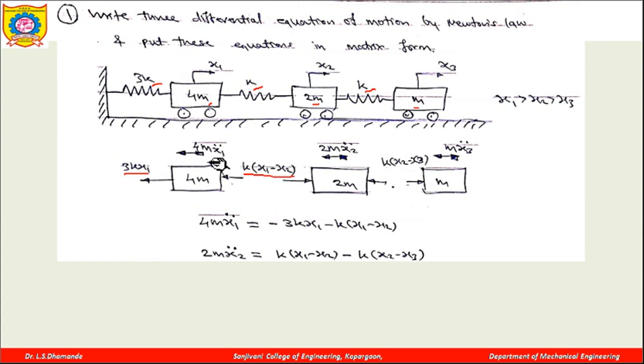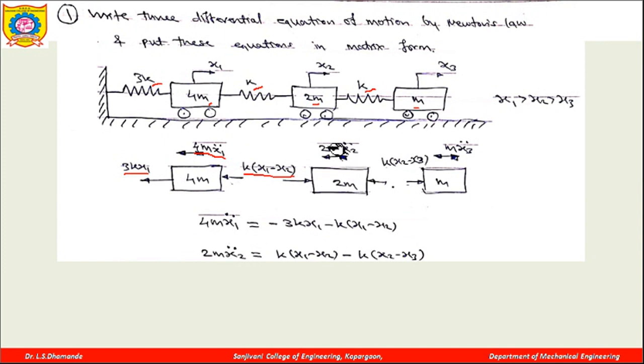And now this is nothing but the inertia force. Since the motion of this block 4m is towards right, the inertia force will be towards left, and its magnitude will be mass into acceleration. So mass is 4m and acceleration is x1 double dot. Let us write by Newton's law that the inertia force is equal to the sum of other forces. This is towards left, so I write 4m x1 double dot, which will be equal to minus 3k x1 and minus k into (x1 minus x2), because all these have directions towards left, and therefore are written as minus. If I add them, the sum of all will be equal to 0.